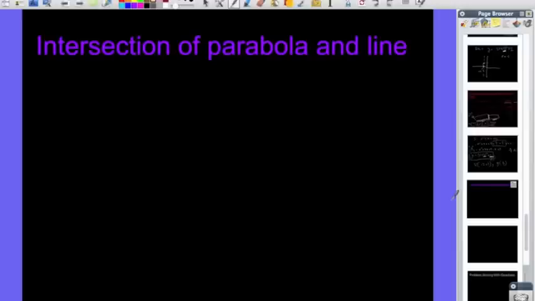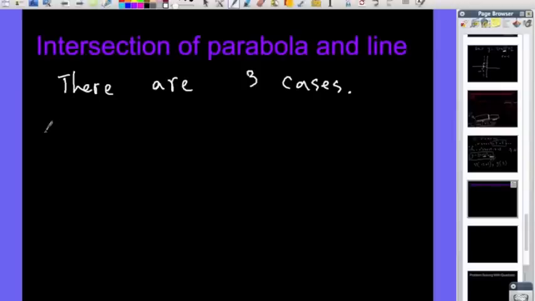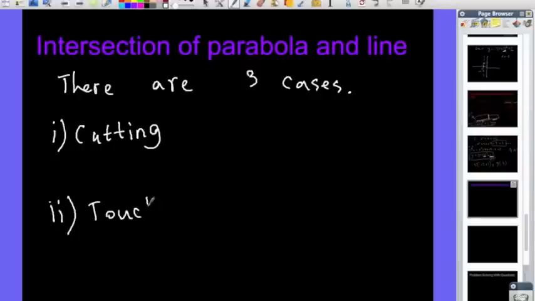Okay, now let's move on to intersection of parabola and line. There are 3 cases in this topic. The first one is called cutting. The second one is called touching. And the third one is called missing.